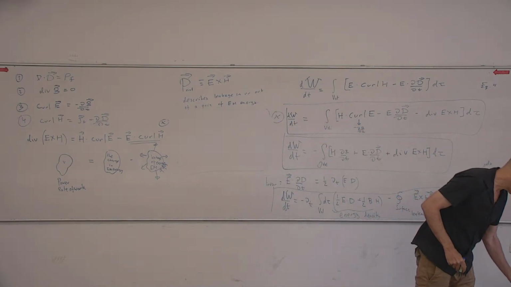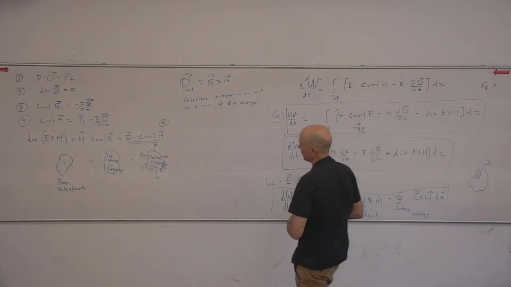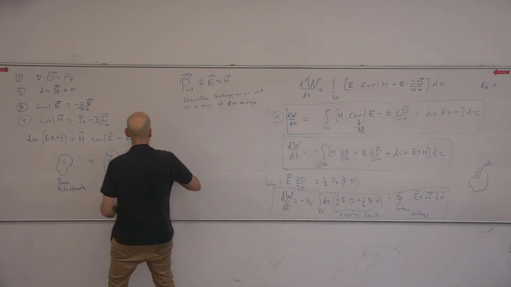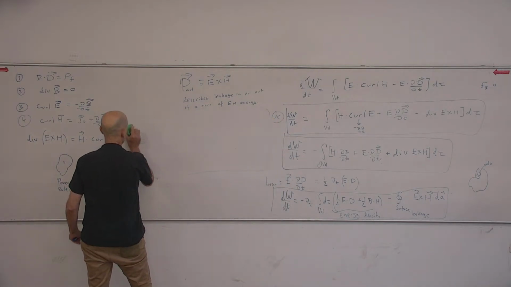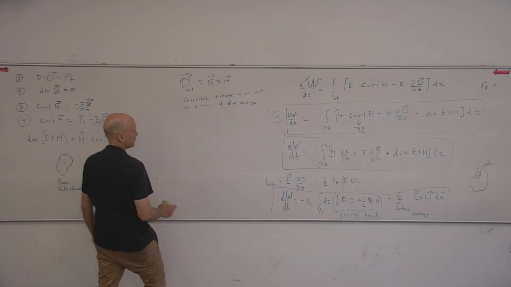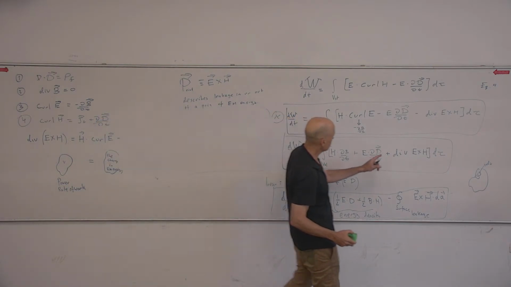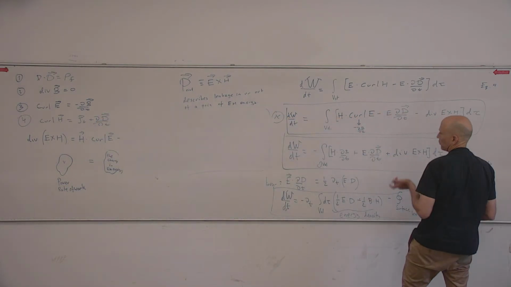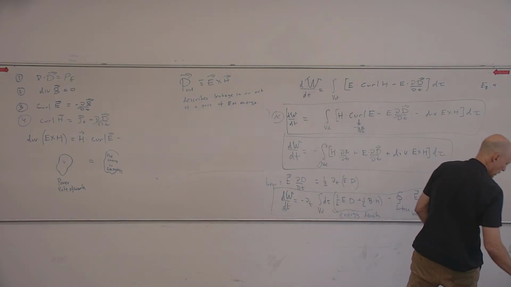What happens if you are in vacuum? Then it's a bit simpler and more elegant maybe. Then it's very simple. We only need to replace H with B, D with E, and we are done.